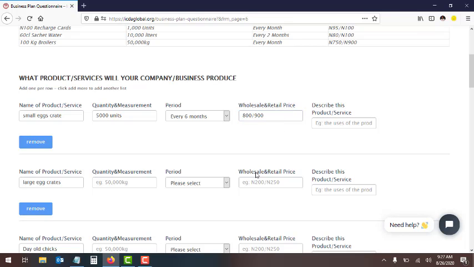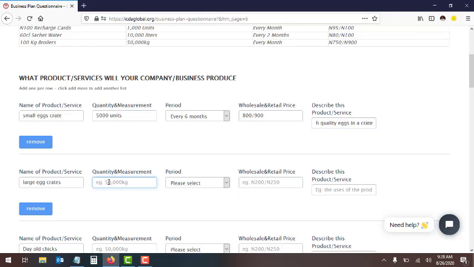Now describe this particular small crate. When you want to explain what the small crate means, you are just saying that it is 24 pieces of high quality eggs in a crate. Okay, that is what is needed.